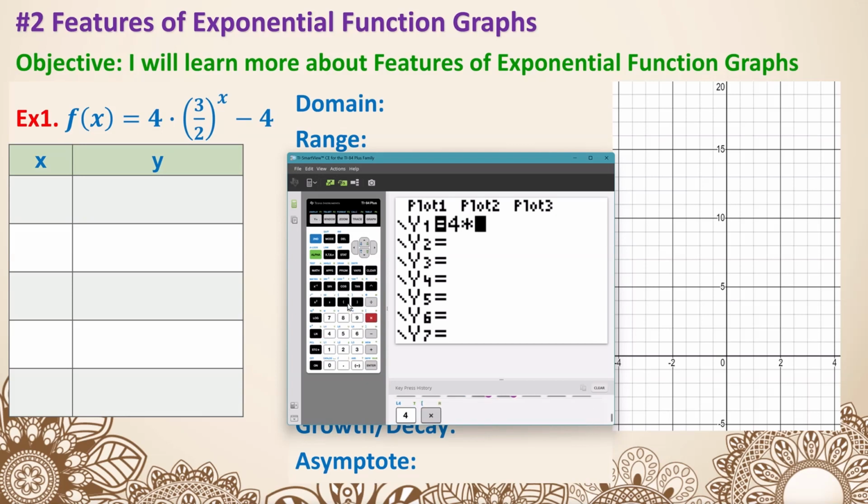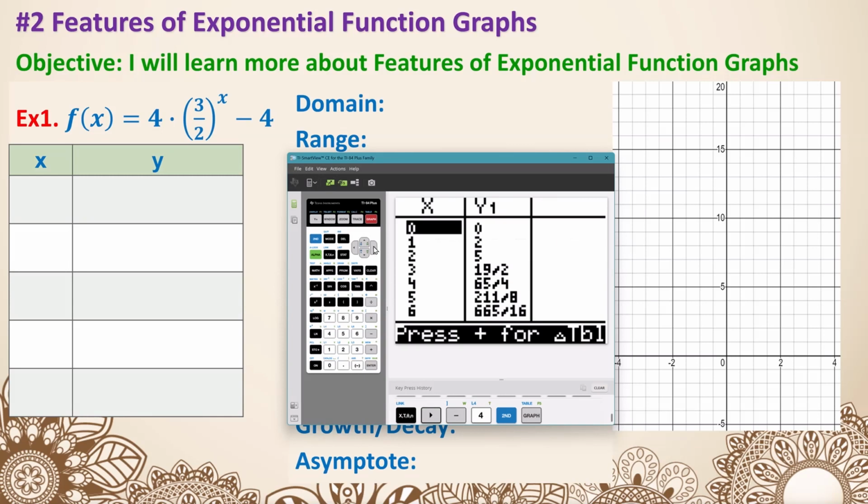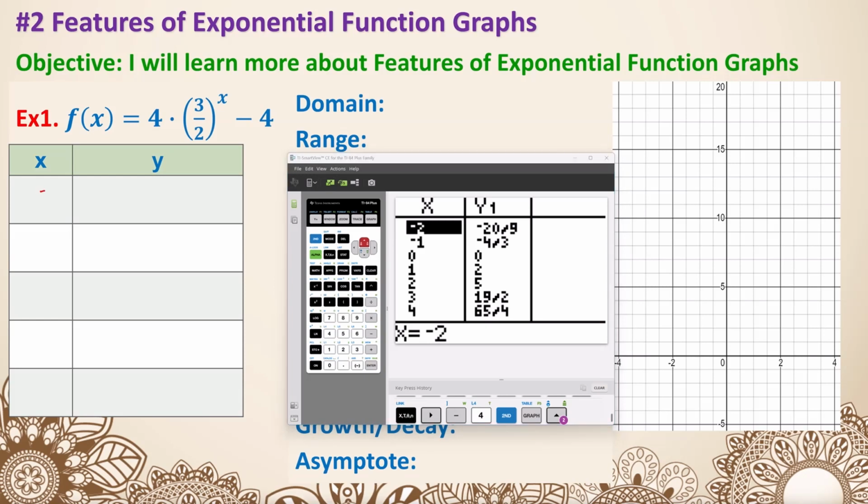Now let's actually type in the function. 4 times, don't forget the parentheses, (3 divided by 2), parentheses back, little caret key, then the x, get out of the exponent, then minus 4. Second graph. That's going to give us the table with the values that we need. I'm going to press the up arrow to actually get to the negative numbers. So -2, -1, 0, 1, 2. The values we have: -20 over 9, -4 over 3, 0, 2, and 5.